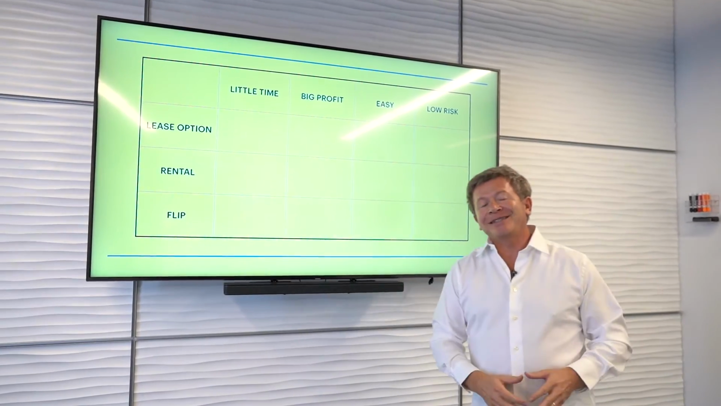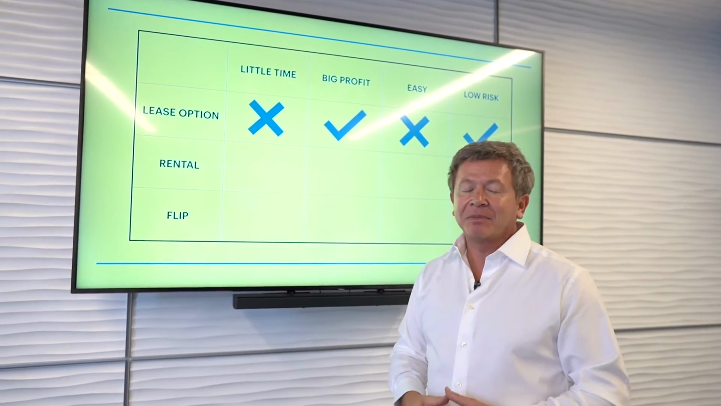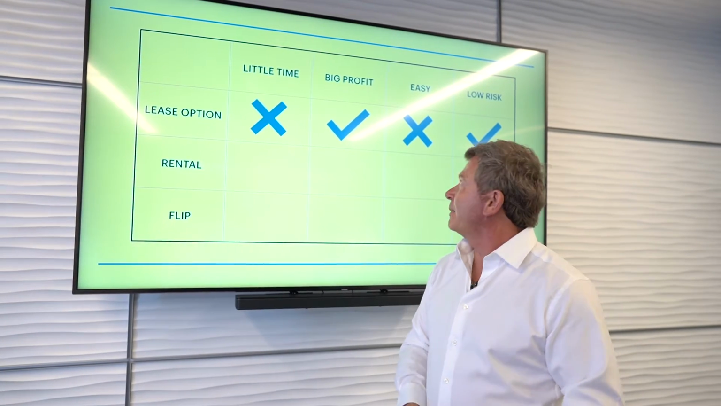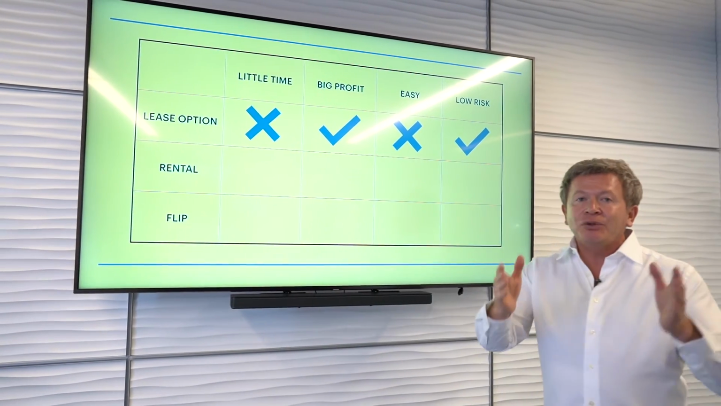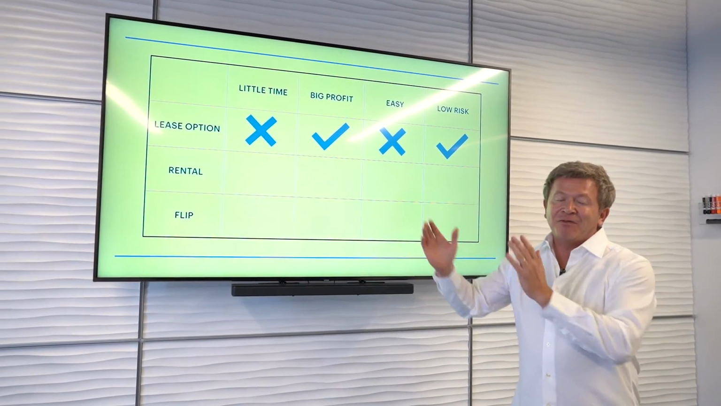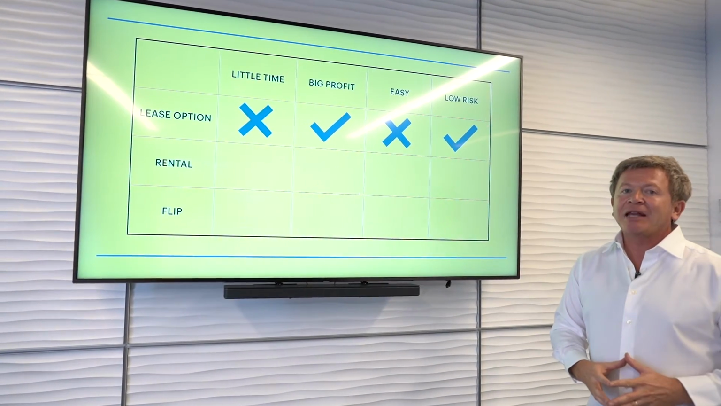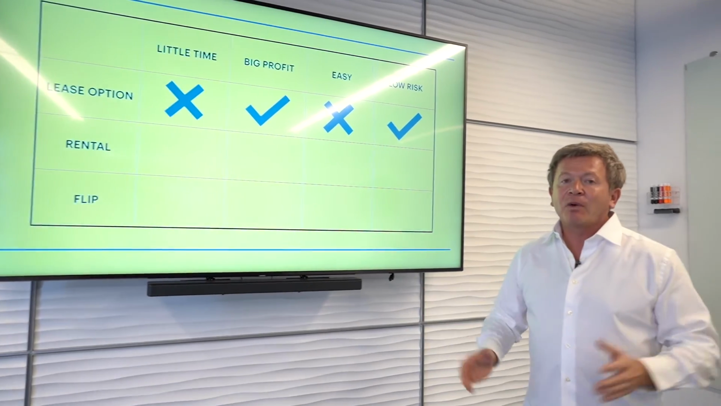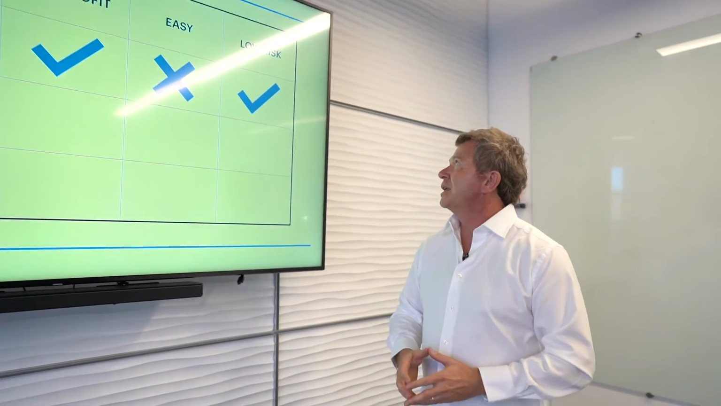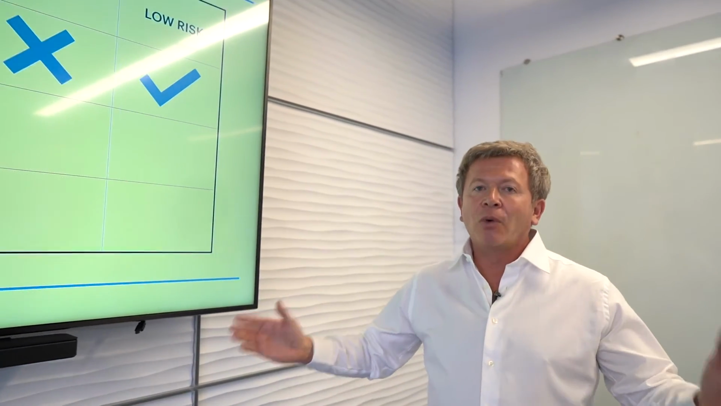All right, so first let's discuss lease options. Lease options take a very long time because you're not going to realize your profit on the front end, right? In terms of big profit, yeah, you set the lease option up, so you have the ability to really realize some very big profits on the back end. Ease of use, it's a pretty complicated strategy. You got to understand paperwork, and you got to understand how to structure deals. Low risk, yeah, it's fairly low risk. You're really putting an owner into a rental type of a situation, so it's a very low risk strategy.